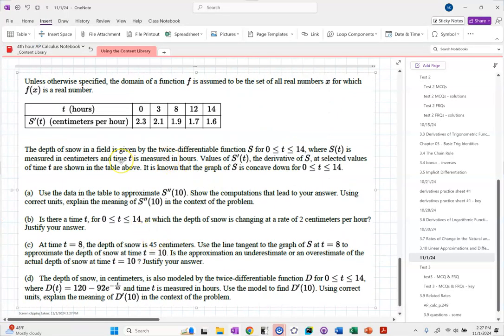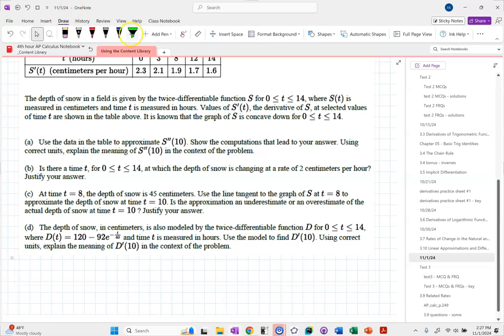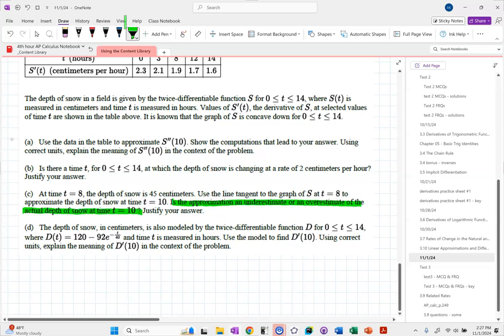Okay. All right. So this is about snow accumulating on an open field. The part that I want to talk about is this one. It asks us, is the approximation that we're making, so we're doing a linearization and using that linearization to approximate the value, is this an over or underestimate?